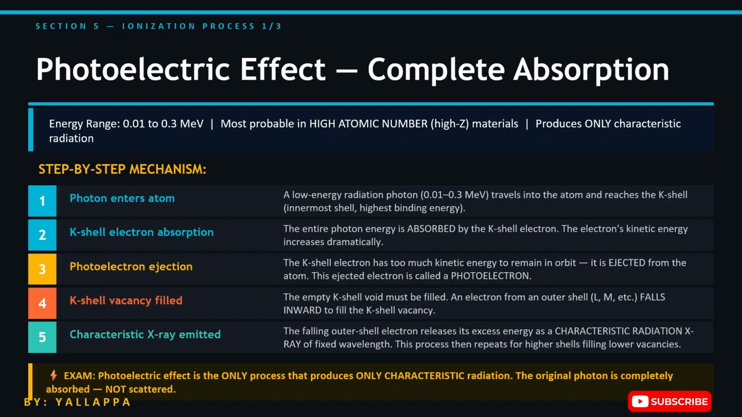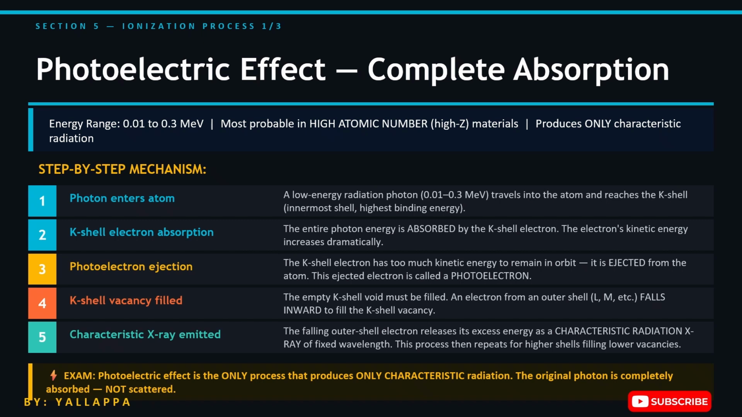The photoelectric effect is a complete absorption process. A photon interacts with a tightly bound inner shell electron, typically a K-shell electron. If the photon has sufficient energy, the photon is completely absorbed and the electron is ejected from the atom. That ejected electron is called the photoelectron.